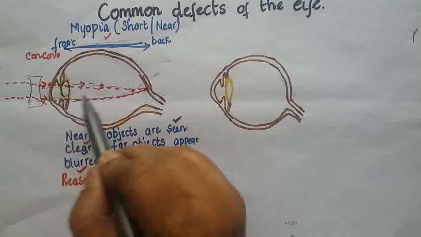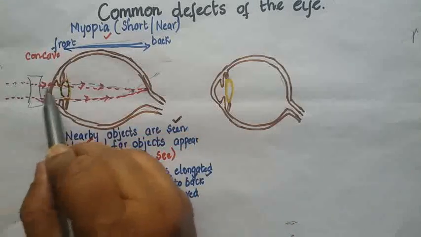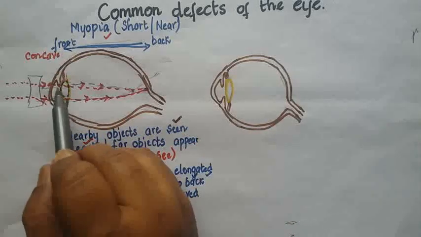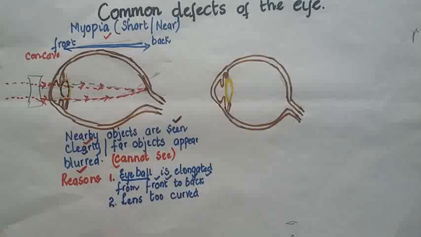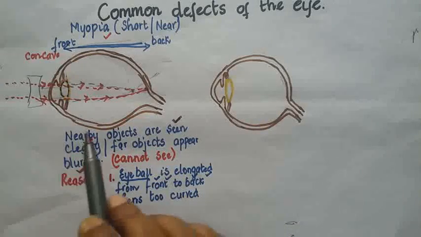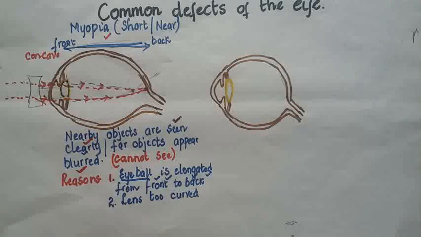Thus the concave lens helps in diverging the light rays, and then all the light rays will converge on the yellow spot, so that you can view the distant objects also clearly. Fine, children. You can expect this diagram in the board exam, where they will ask you to draw a diagram along with the rectification for myopia.